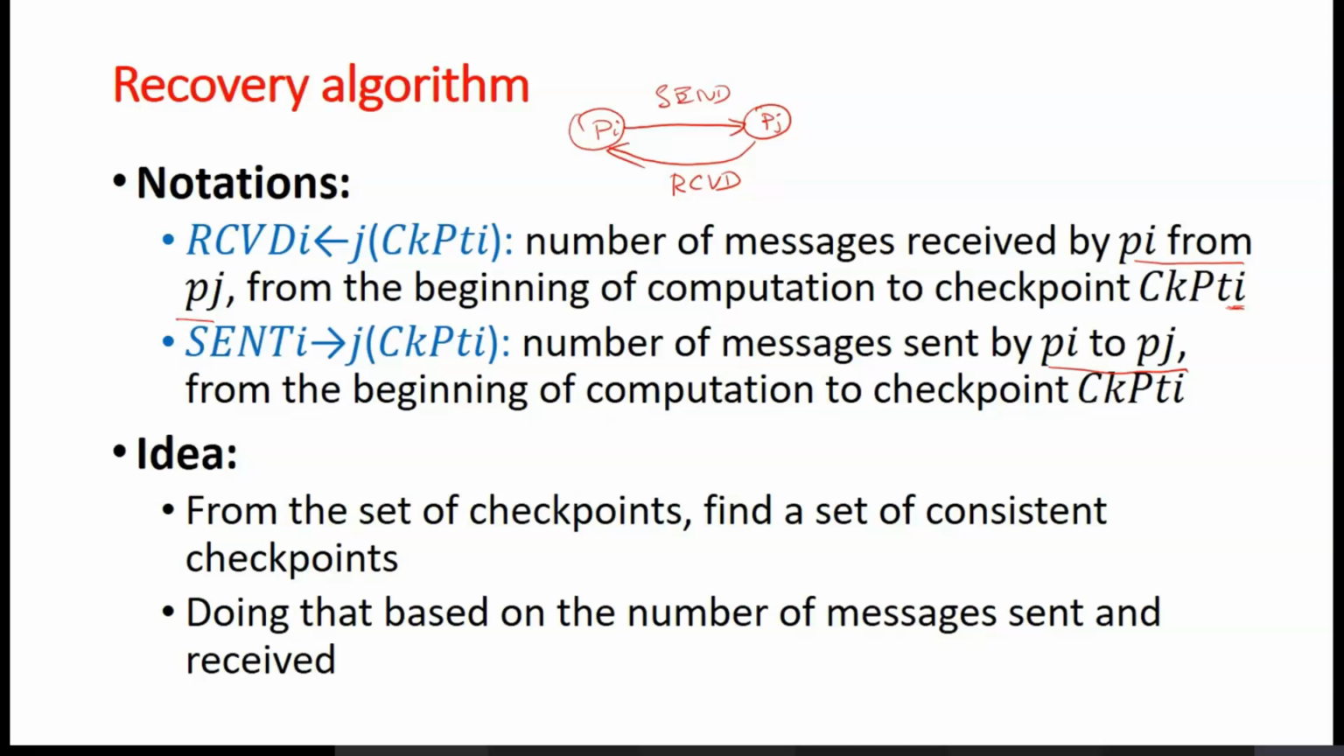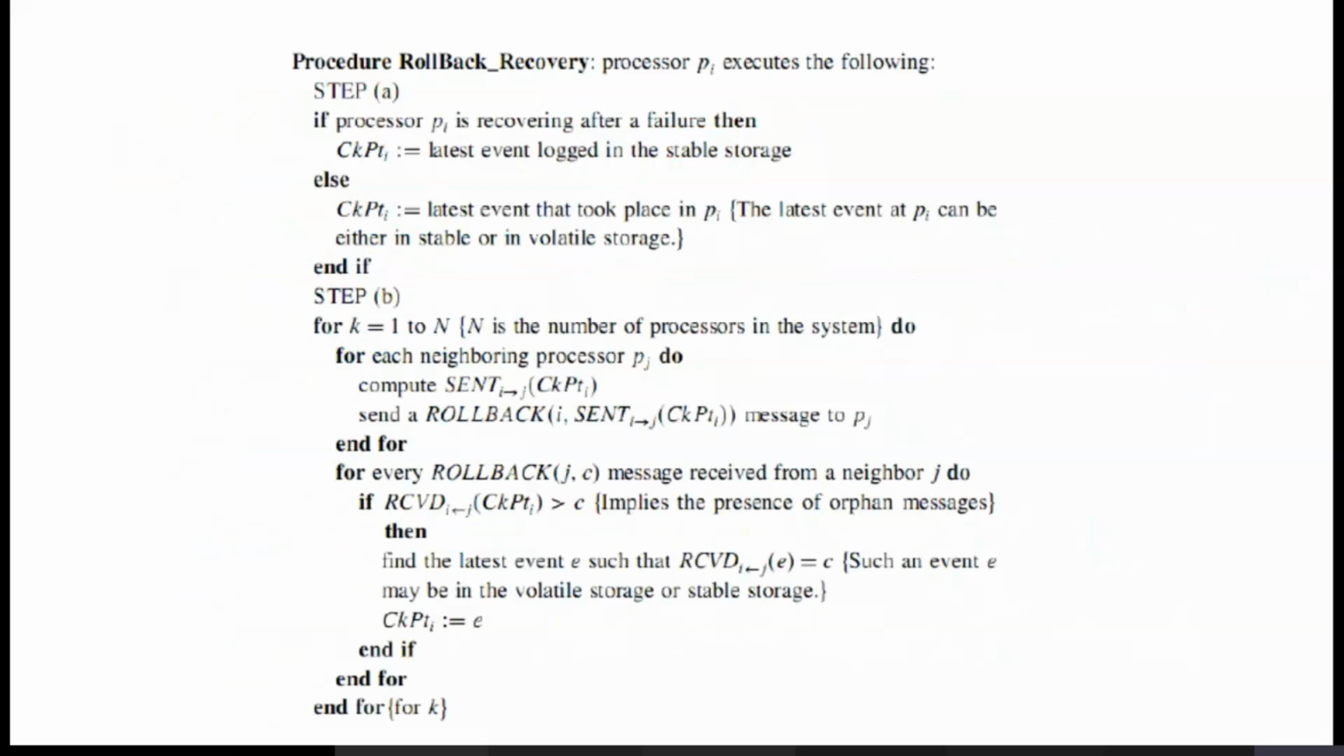Doing that based on the number of messages sent and received. That's the idea, right? Now this is the algorithm. Look at the algorithm; the example will make it clear. The algorithm is also simple. Here, the procedure for rollback recovery, processor PI executes the following, right?